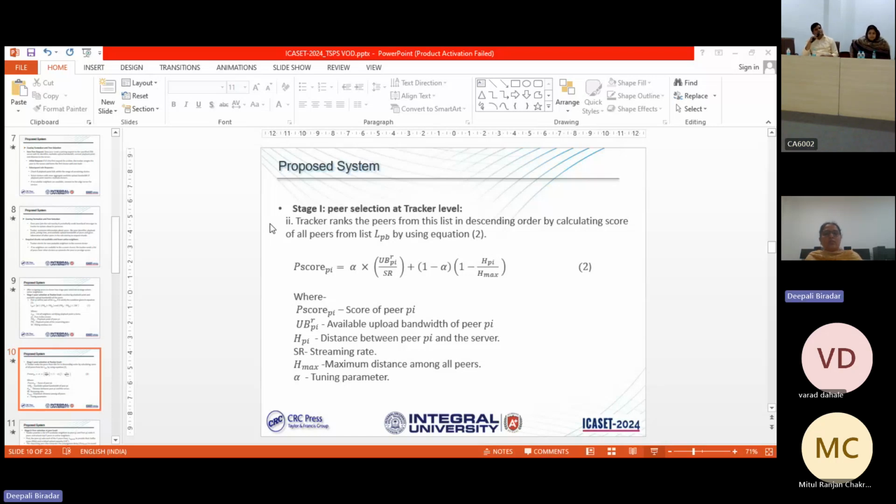Yes, sir, because here we are considering upload bandwidth and distance. So this is the P-score. Upload bandwidth is very important, because it determines how many users the peer can serve. That's why here it is UBR upon streaming rate. This is the streaming rate required, and if some specific X bandwidth is available, then how many peers it can serve. Based on that, we can find out the capability of that peer.